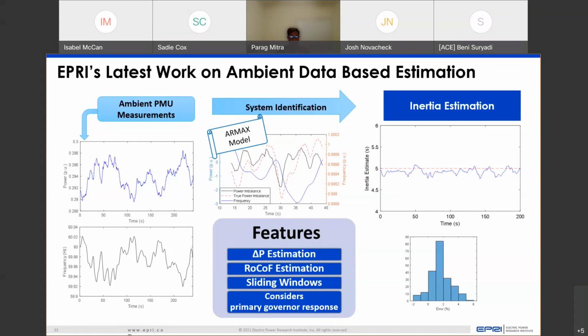We have been working on this method for some time now. It uses a sliding window technique. It does give us a good estimate of system inertia right now. And if we move to the next slide.